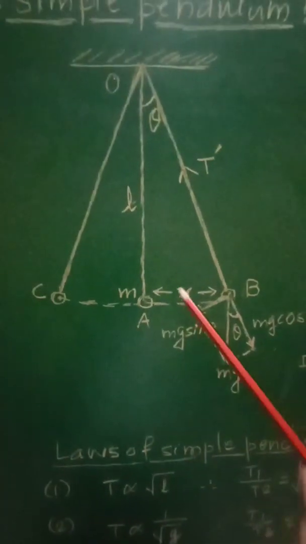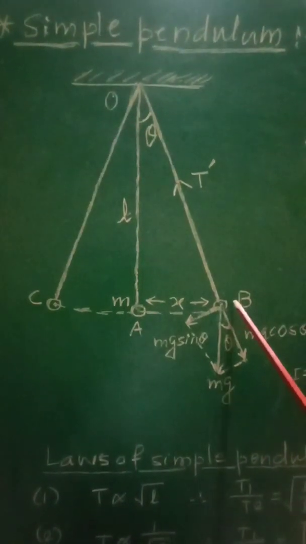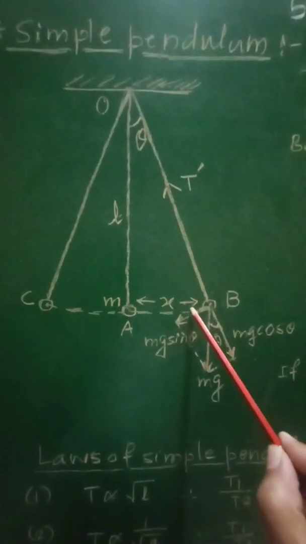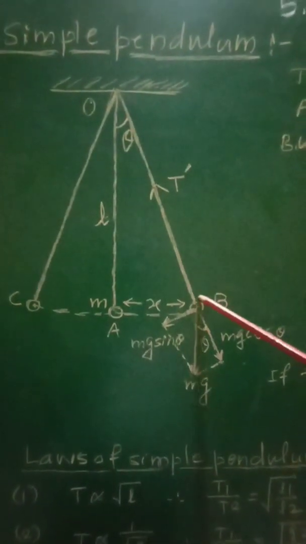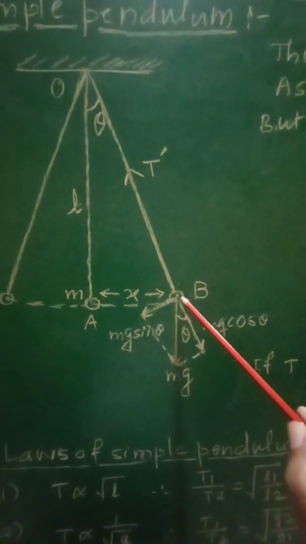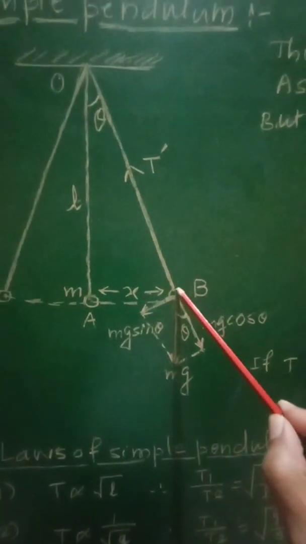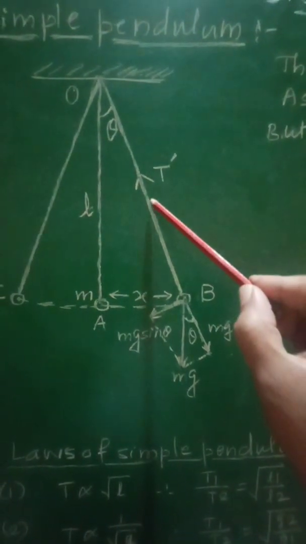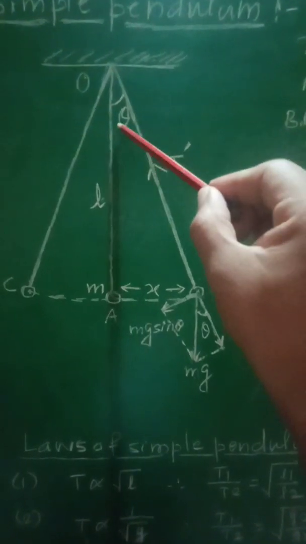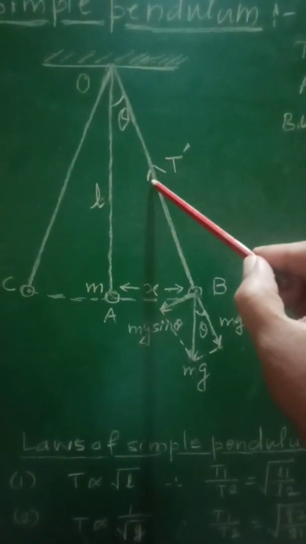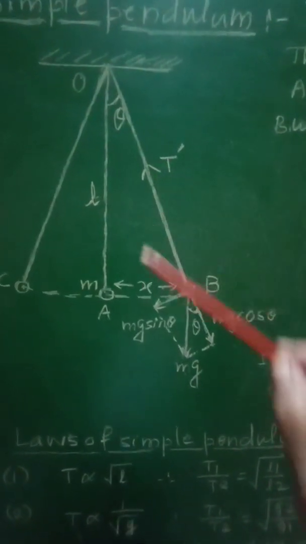Now suppose this bob is displaced from its position A to position B through distance x, so that the string will be along OP, and again the weight of the bob will be acting in the vertically downward direction, that is mg, and tension T dash in the string will be directed again towards the point of suspension. Let theta be the angle made by this length of the string with this vertical, so this angle is theta.